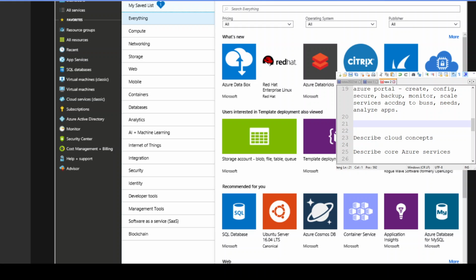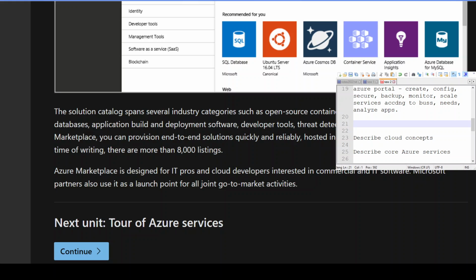Using Azure Marketplace, you can provision end-to-end solutions quickly and reliably. Hosted in your own Azure environment at the time of writing, there are more than 8,000 listings. Azure Marketplace is designed for IT pros and cloud developers interested in commercial and IT software. Microsoft partners also use it as launch point for all joint go-to-market activities.